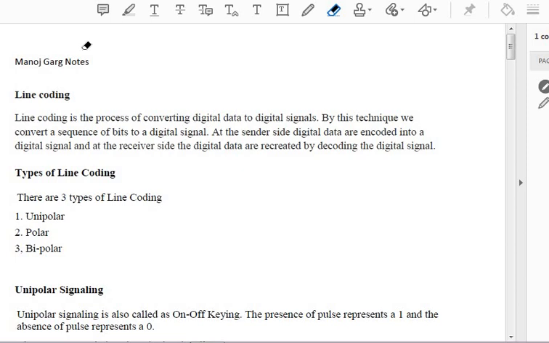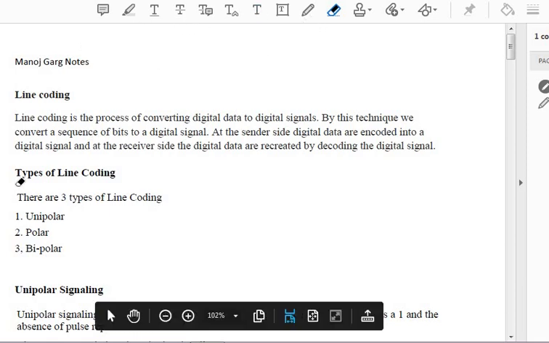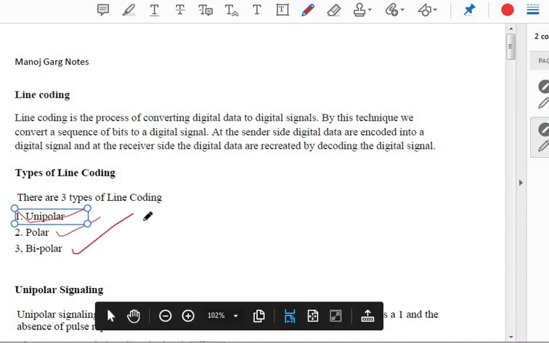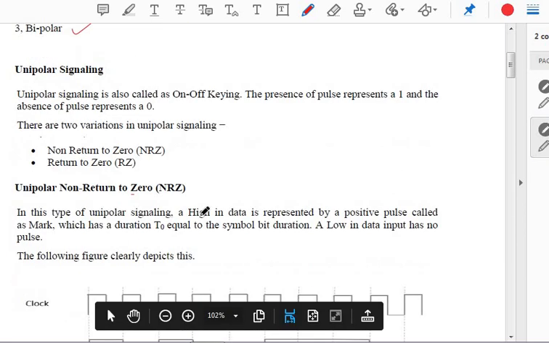By using line coding, we convert digital bits into digital data. Line coding is very important and necessary to reduce the bandwidth and noise, and it can correct the data at the receiver side. There are three types of line coding: unipolar line coding, polar line coding, and bipolar line coding.